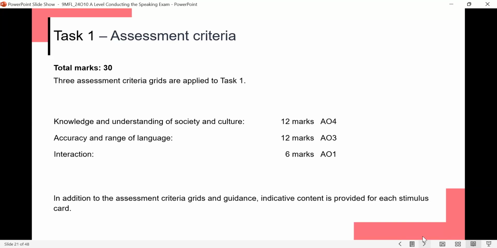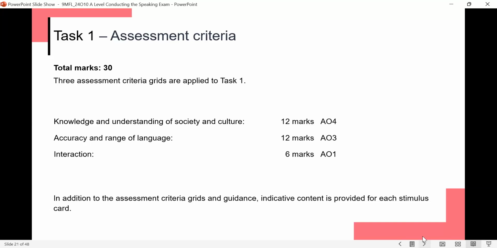And the marks are given for knowledge, what do you know, and understanding, why does it matter? Why is that important within the society and culture of the countries and communities where the language is spoken? So there are 12 marks for that, and that's the marks for the content, if you like. There are then also 12 marks for accuracy and range of language. So it's how well do they use the language, and it's not just range of grammar, it's also range of vocabulary and the fluency with which they speak.